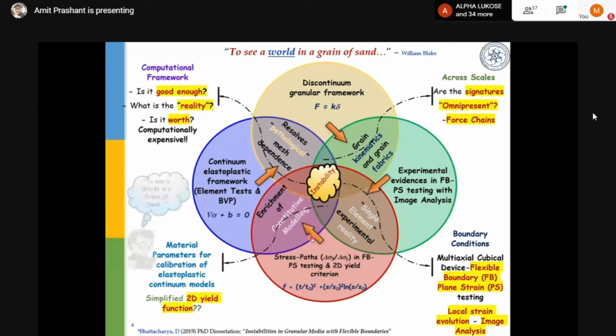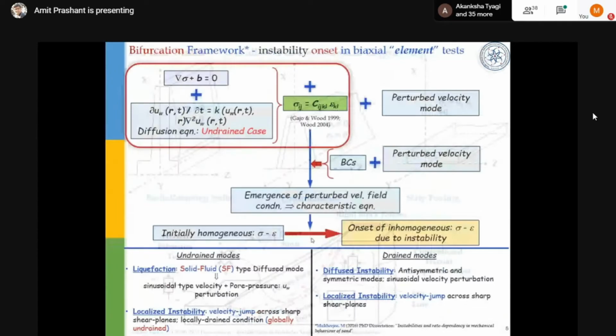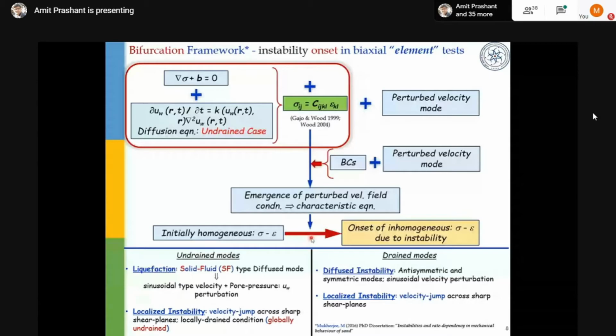That is the overall objective of this research. What we have recently done is developed a plane strain system with flexible boundaries, and we got some tests done from that. At the same time, or rather before that, we started working on some simulations of plane strain problems. Most of the geotechnical problems are plane strain, we know.